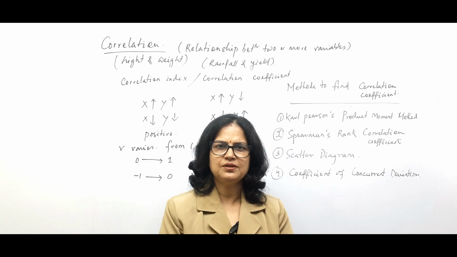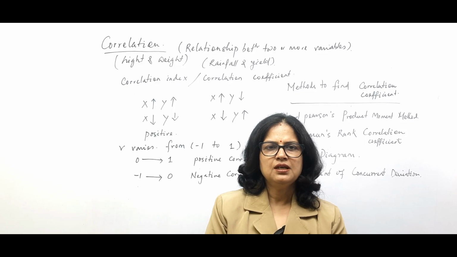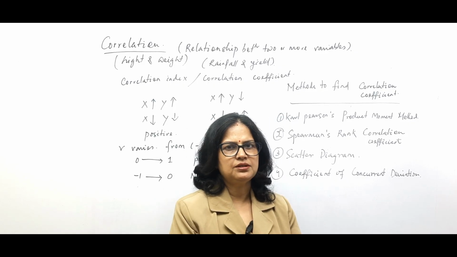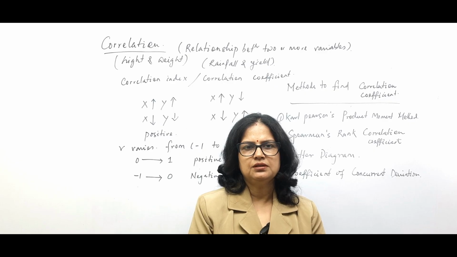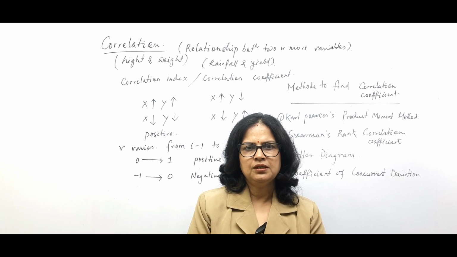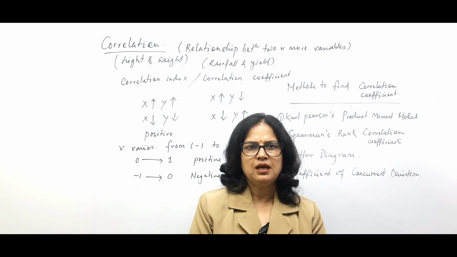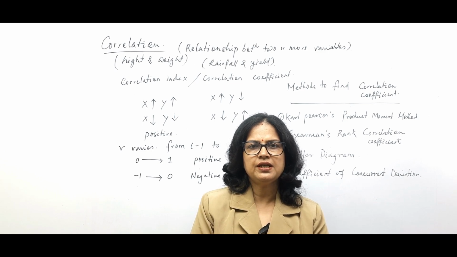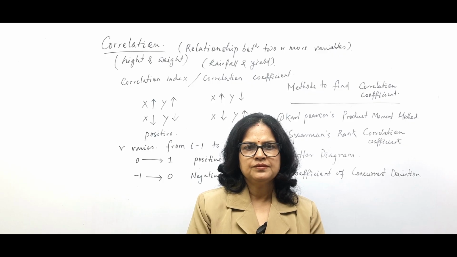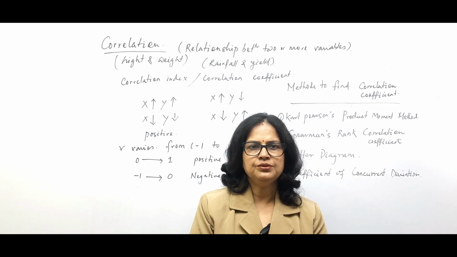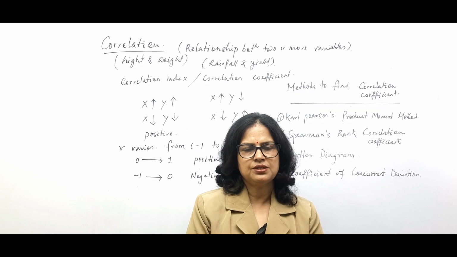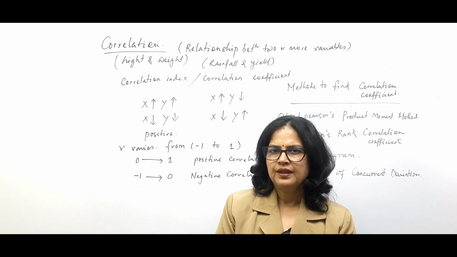Today in this class we are going to discuss correlation. Till now we have been studying mean, median, mode. In mean, median, mode we take only one variable and try to find the mean, median or mode. But in correlation we take two or more variables and check how these variables are correlated. What is the relationship between the two variables? That is called correlation. Let us start the class.